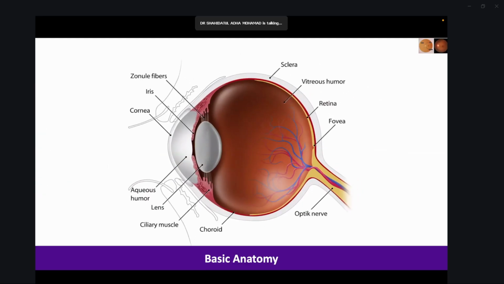If you look at the eye in cross section, we can see that the eye is divided into two segments, the anterior segment and the posterior segment, bordered by the lens. We have aqueous humor in the anterior chamber, whereas in the posterior segment we have vitreous humor. The aqueous humor, lens and vitreous should be clear so that we can see clearly. And in order to have good vision, the retina as well as the optic nerve must also be healthy.